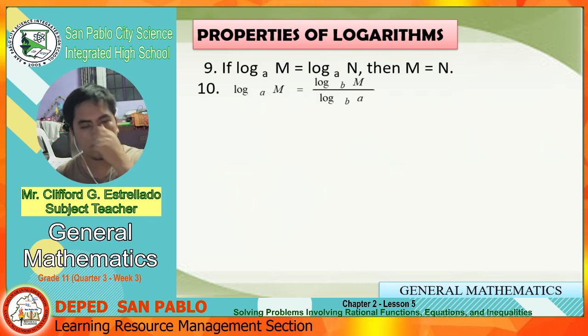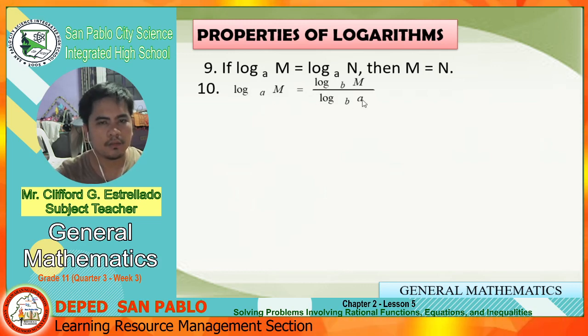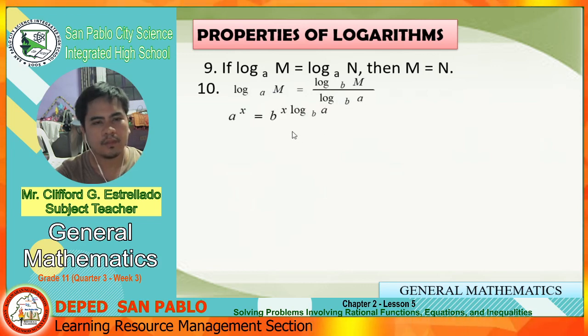Next, number 10, we have logarithm of m with the base a. It is equal to logarithm of m with the base b over logarithm of a with the base b. So, it is called the change of base formula. From base a, it became base b, and then you just divide. So, logarithm of m with the base b divided by logarithm of a with the base b. Next, if we have a raised to the x power, it is equal to b raised to x times the logarithm of a with the base b.